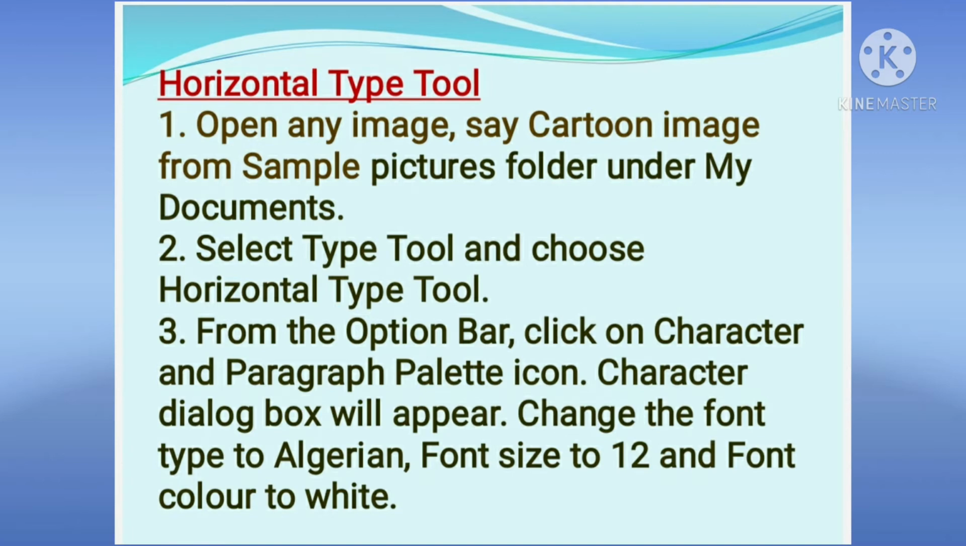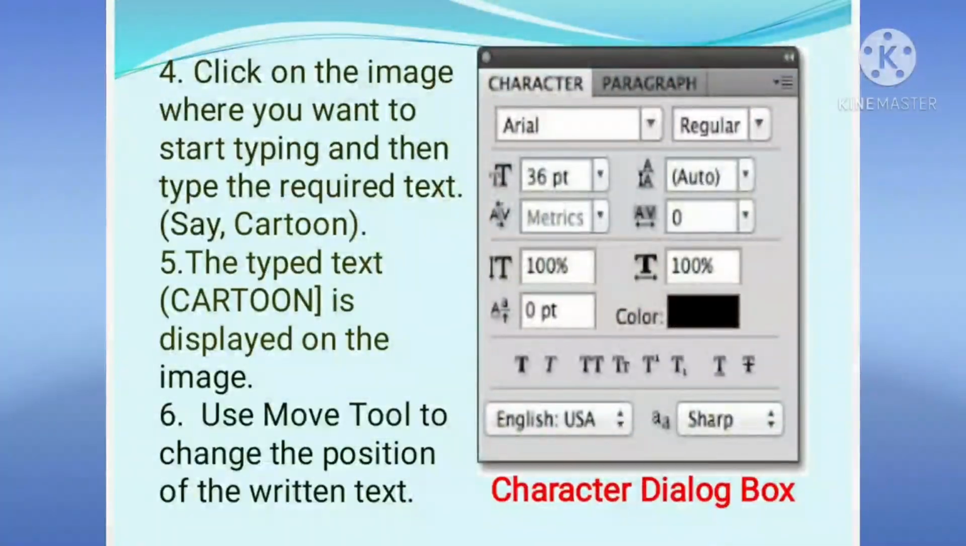Third, from the options bar, click on the character and paragraph palette icon. The Character dialog box will appear. Change the font type to Algerian, font size to 12 and font color to white. Let's see the fourth step, what we have to do. Click on the image where you want to start typing and then type the required text. Say cartoon. Fifth, the typed text cartoon is displayed on the image.